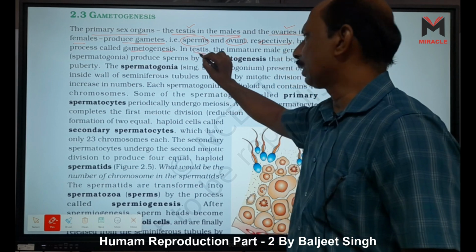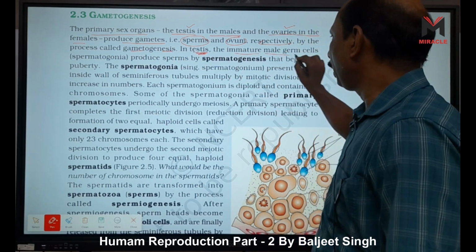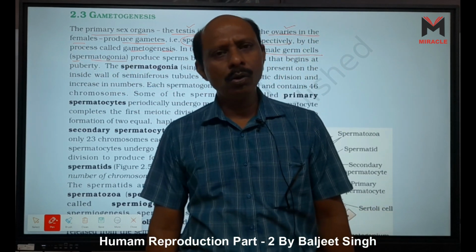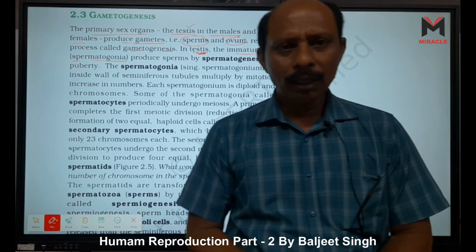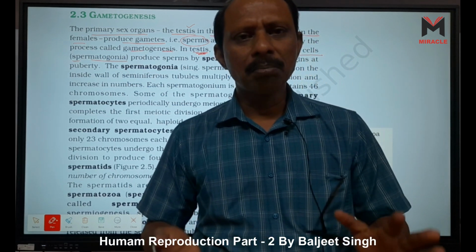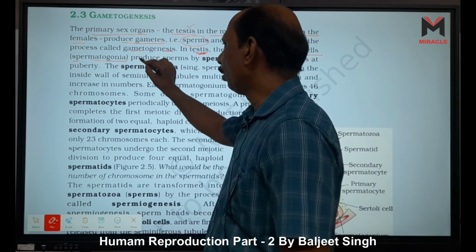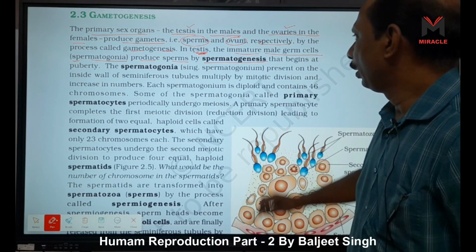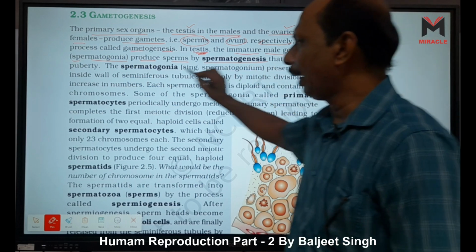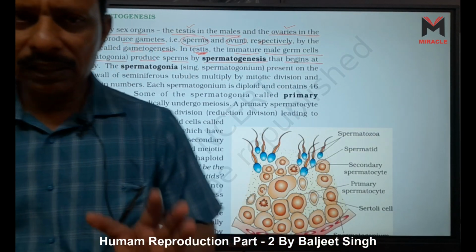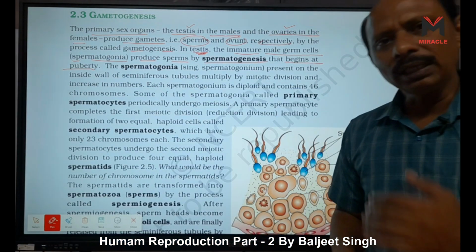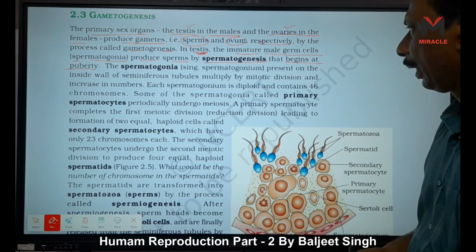gametogenesis. In the testis, in the male, the immature male germ cells are called spermatogonia, right? Spermato means what? Mato means mata, or we can say mother, right? Spermatogonia produce sperms by spermatogenesis, right? Spermatogenesis begins at puberty, but when we consider oogenesis, it begins in intrauterine life, right?